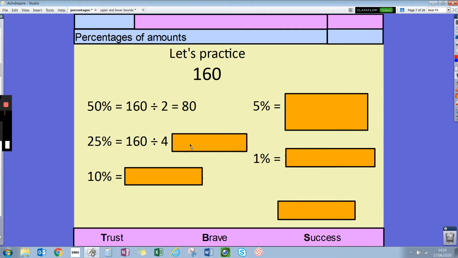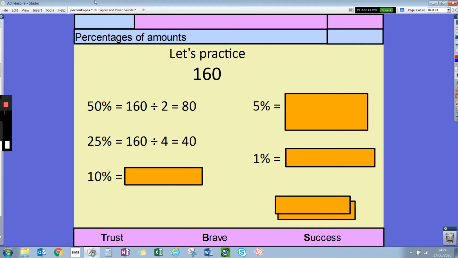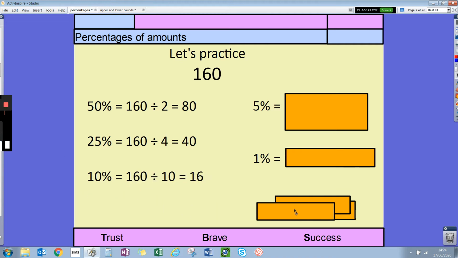160 divided by 4. Think how many 4s go into 16. 4, 8, 12, 16, 4. So 4s into 16 go 4. So 4s into 160 go 40. 10% is divided by 10. So 160 divided by 10 is 16.